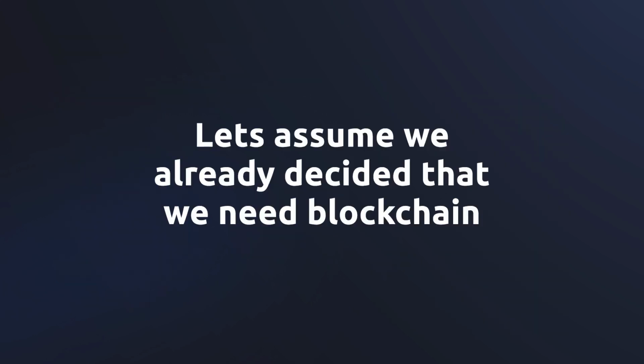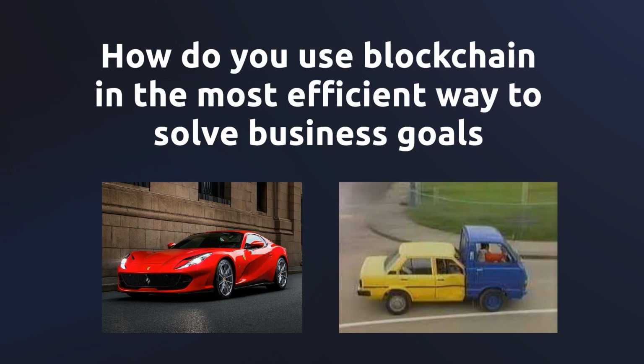So for applications like this, let's assume we already decided that we need a blockchain somewhere. So how do we actually know where to implement blockchain, at which exact stage? Because this would make the difference between making a Ferrari and a very nice other car.